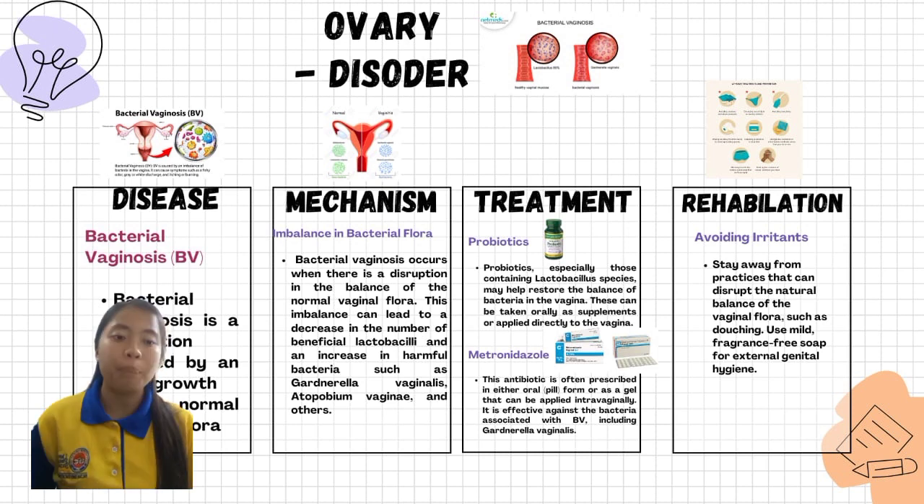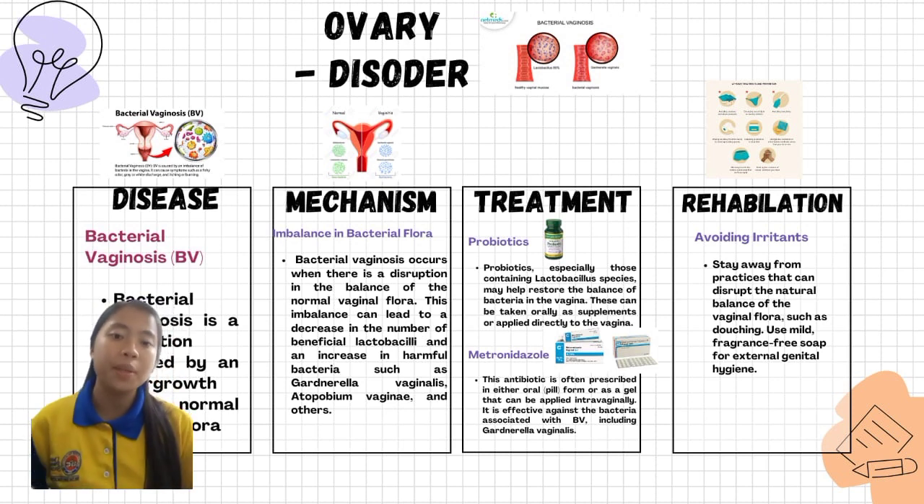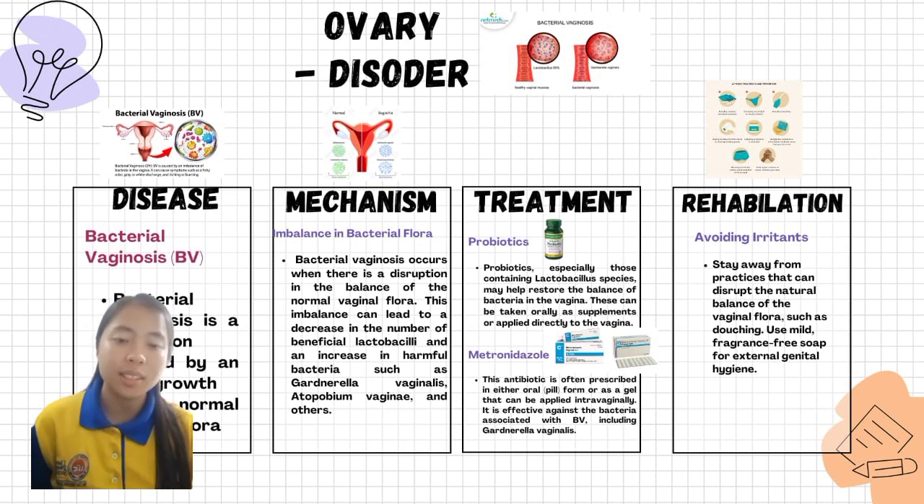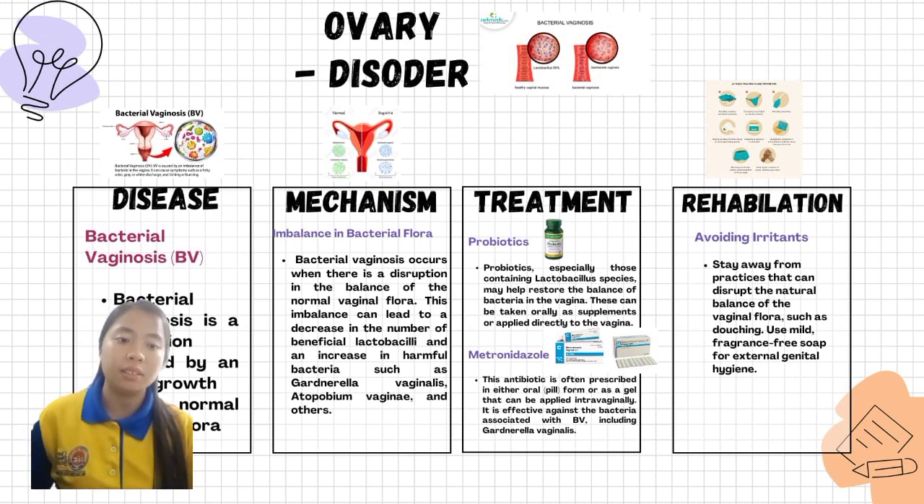The second antibiotic is metronidazole. This antibiotic is often prescribed in either oral pill form or as a gel that can be applied intravaginally. It is effective against the bacteria associated with BV, including Gardnerella vaginalis.